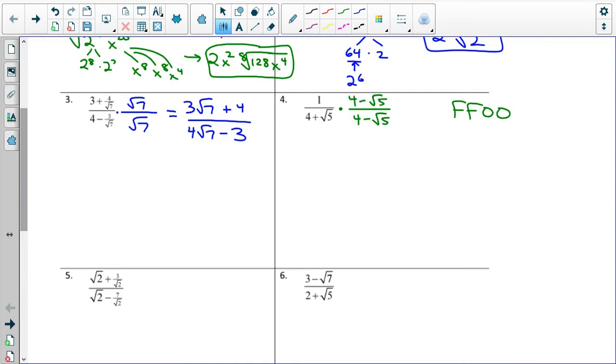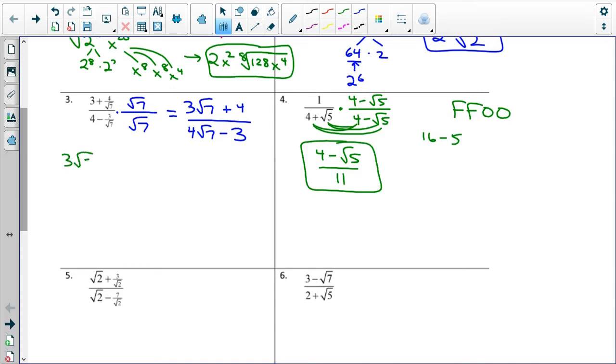If I use that, the numerator in number 4 becomes 4 minus root 5. The denominator becomes 16 minus 4 root 5 plus 4 root 5. That's one of the benefits of the conjugate. The middle terms cancel out. So if I have minus 4 root 5 plus 4 root 5, the radicals are going to cancel. And then I have minus root 5 times root 5, which is minus 5. So the denominator is 11. And that's my final answer for number 4.